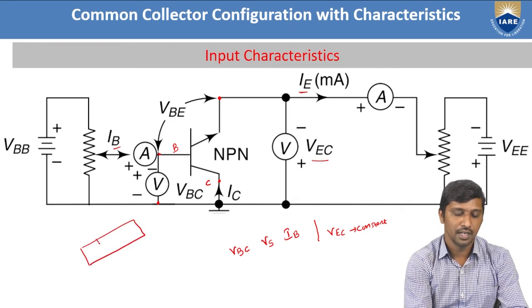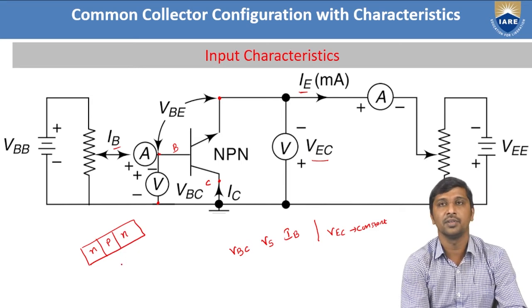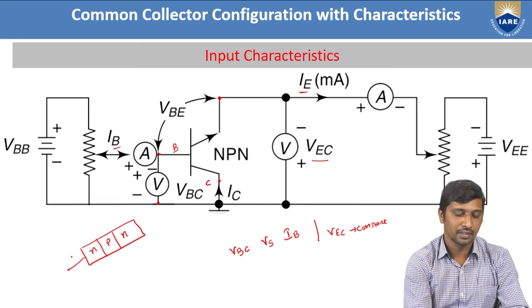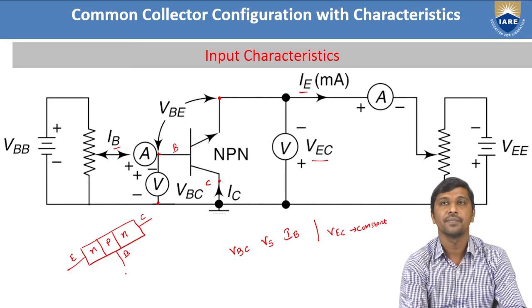if you observe the normal transistor construction, this is your N-type material, and I consider an NPN transistor here. N, this is P, and your N here. And this N side, I consider this the emitter, and the opposite end is the collector. The middle one is your base.